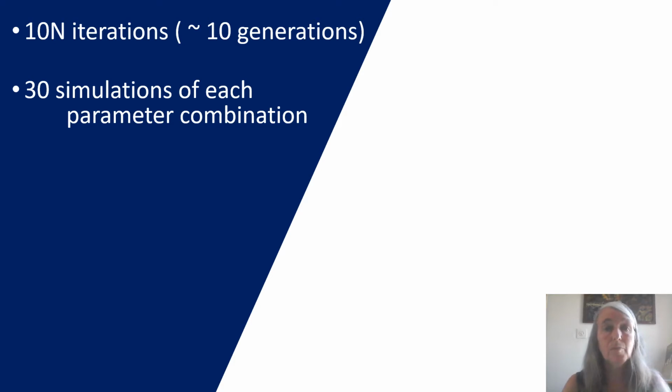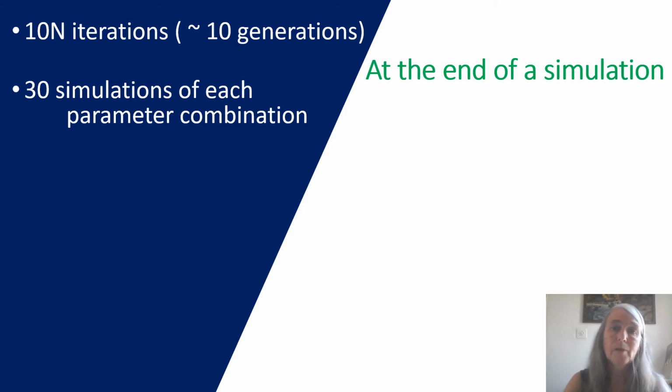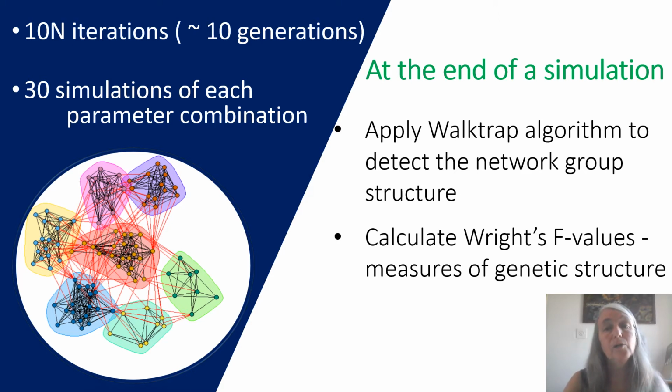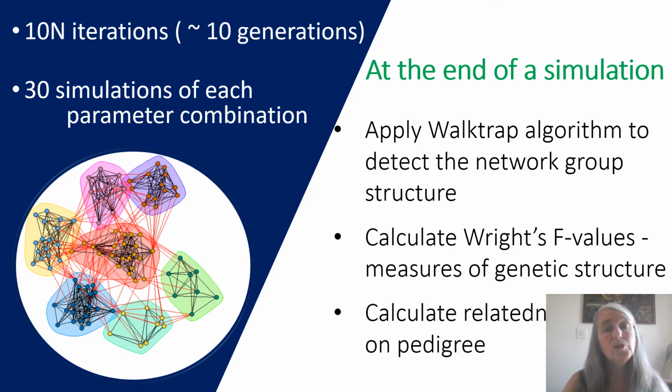Such an iteration is repetitively run 10n times to simulate 10 generations, and each combination of parameters, that is, specific values of Pn, Pr, and n, is used in 30 simulations to gain some statistical power. At the end of a simulation, the computer does 3 things. First, it applies an algorithm called walktrap, which detects the group structure of the social network. Secondly, it calculates Wright's F values, which are common measures of population genetic structure. And eventually, it calculates relatedness between individuals based on a pedigree that is recorded along the simulation.